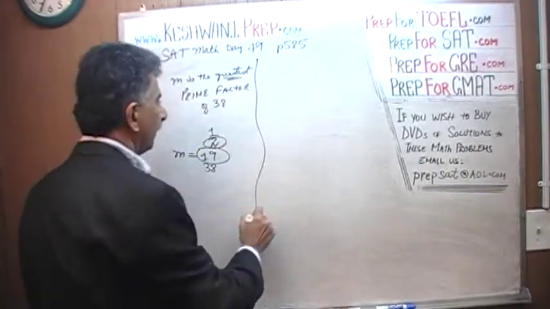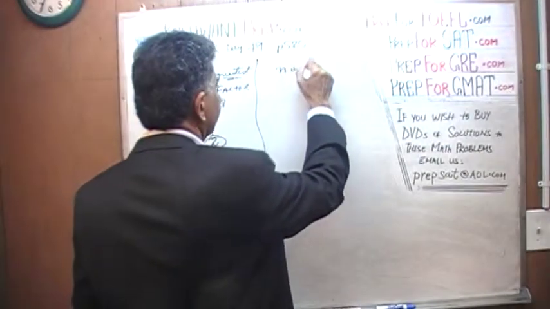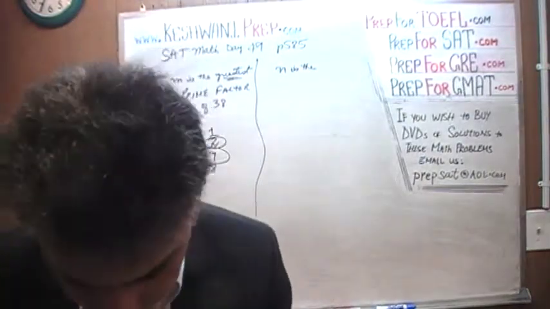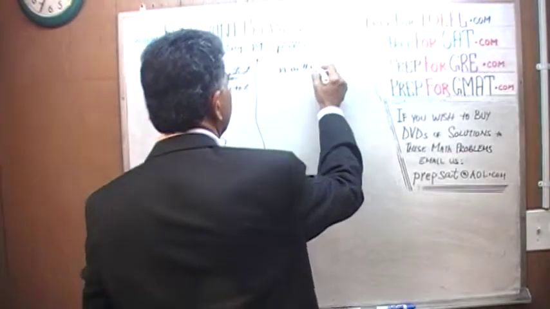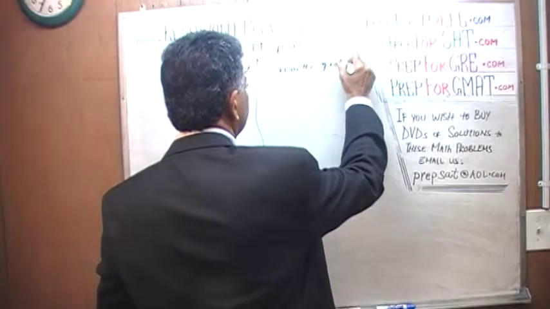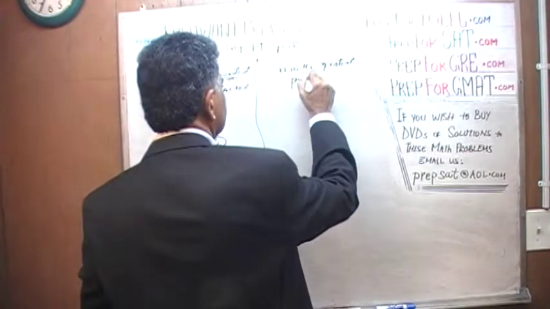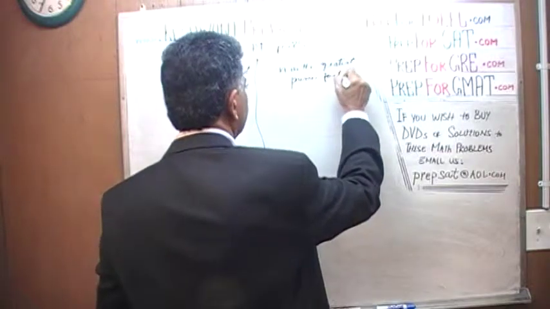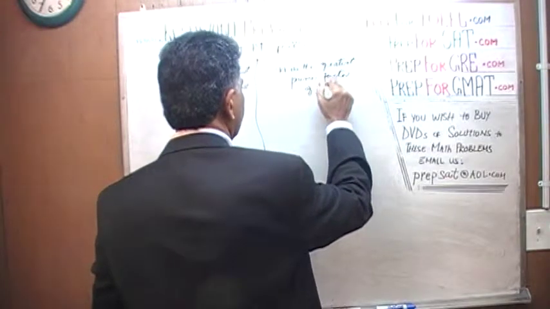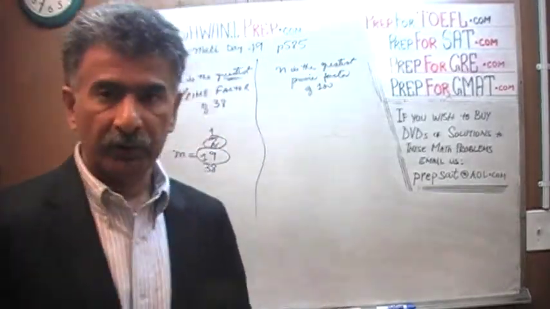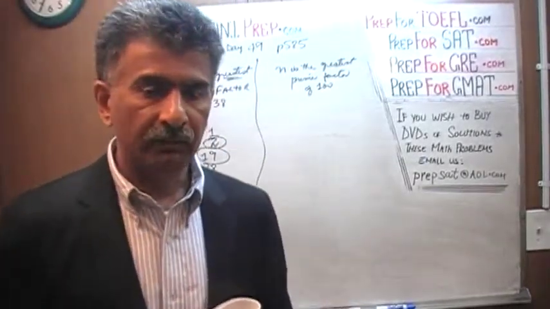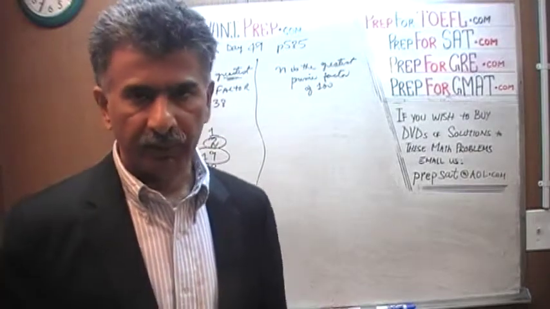Now let's do the next part. We are told that n is the greatest prime factor of 100. Again, first we're going to locate all the factors of 100, and then we'll ask ourselves how many of them are prime numbers, and then we'll look for the greatest one.